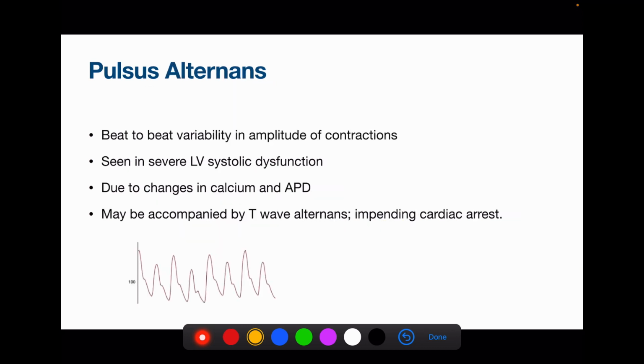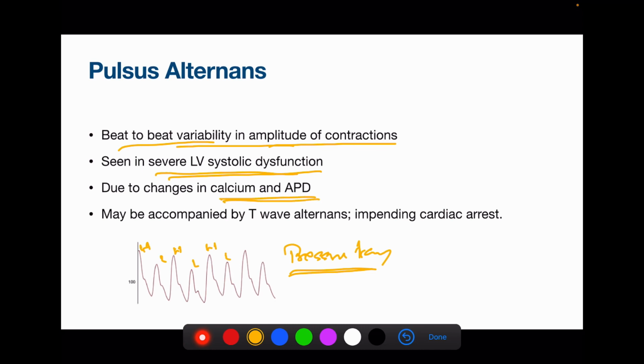And the other type of pulse that you need to know about is pulsus alternans. This is nothing but a beat-to-beat variability in the amplitude of contractions. If you see the pressure tracing, you can see that this is of higher amplitude, this is of lower amplitude, higher amplitude, lower amplitude. So there is a beat-to-beat variability in the amplitude of contractions. And this is seen in severe left ventricular systolic dysfunction. It is due to changes in calcium and action potential duration with every beat, and this leads to pulsus alternans.